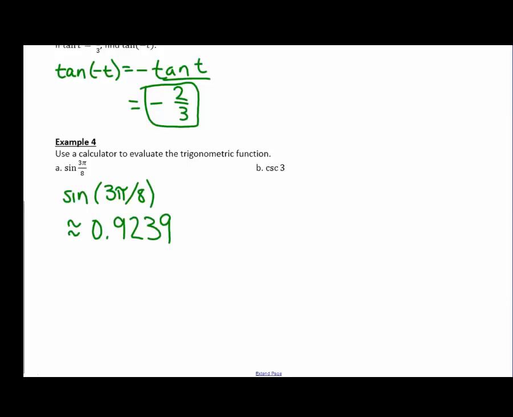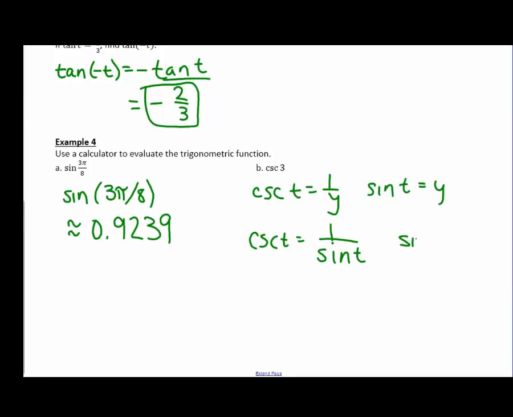Okay, so let's take a look at part B. This one is a little bit more complicated because we don't have a cosecant button on the calculator. Keep in mind that cosecant is the reciprocal of sine. Remember that if we look at the front of our notes, cosecant of t was equal to 1 over y, and sine of t is equal to y. So cosecant of t is equal to 1 over the sine of t.